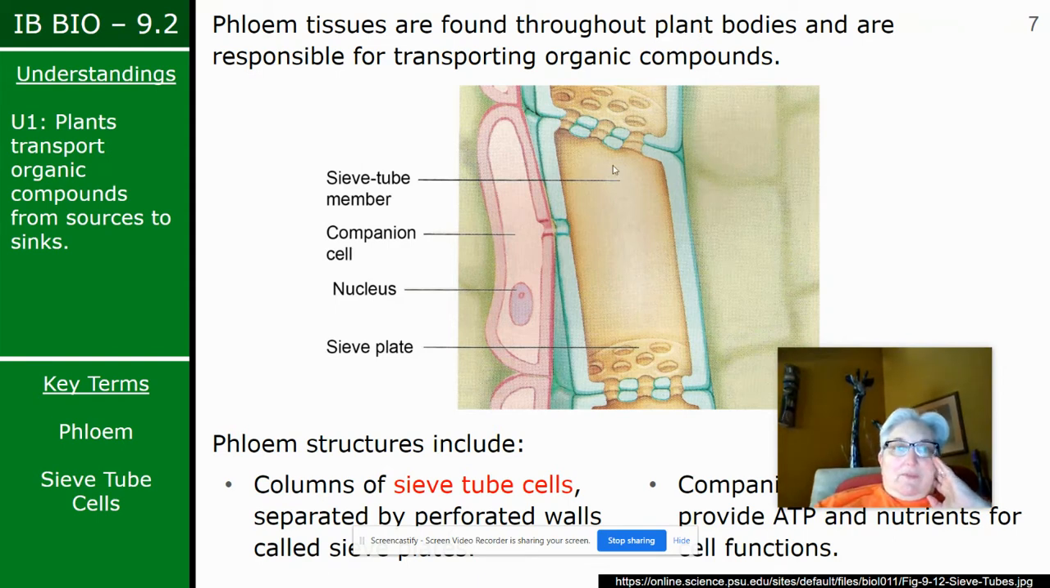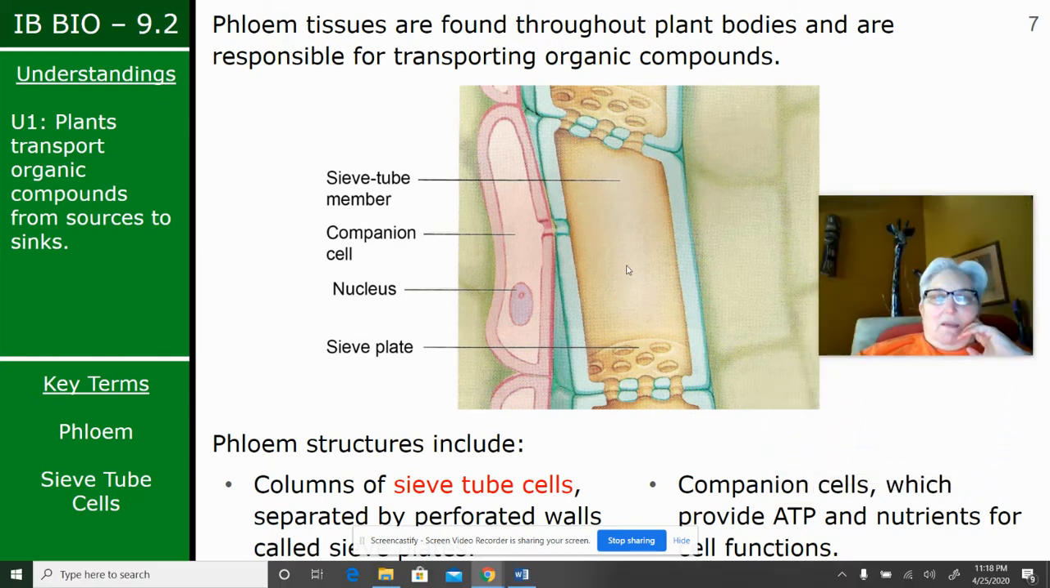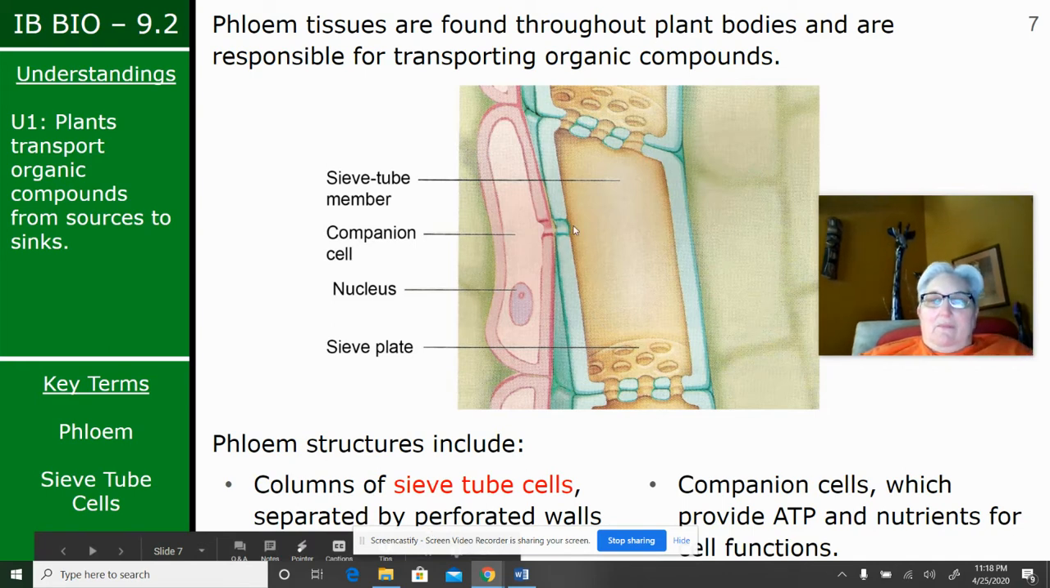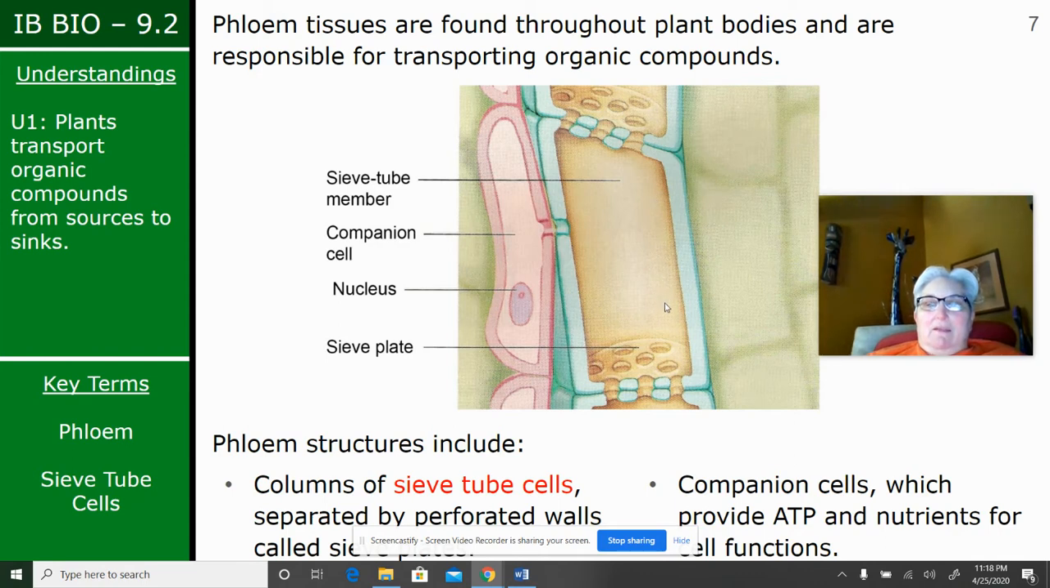All right, the phloem then, again, it's a tissue, and it's going to include a couple of key pieces here. The first piece is what is called a column, which is the sieve, and this column is separated by some perforations that are the walls, and they are very much an important part of the plant tissue.